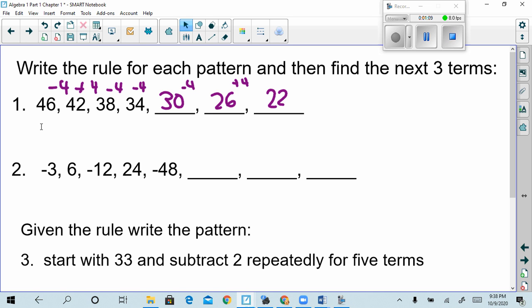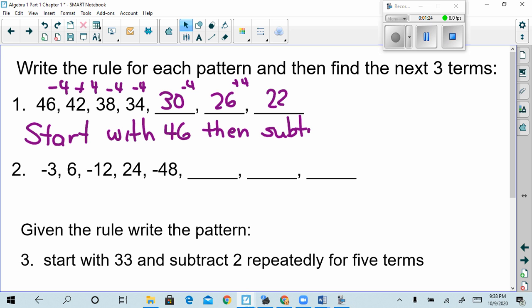Writing the rule. Start with 46. Then subtract 4 repeatedly. I'm just going to say keep subtracting 4.